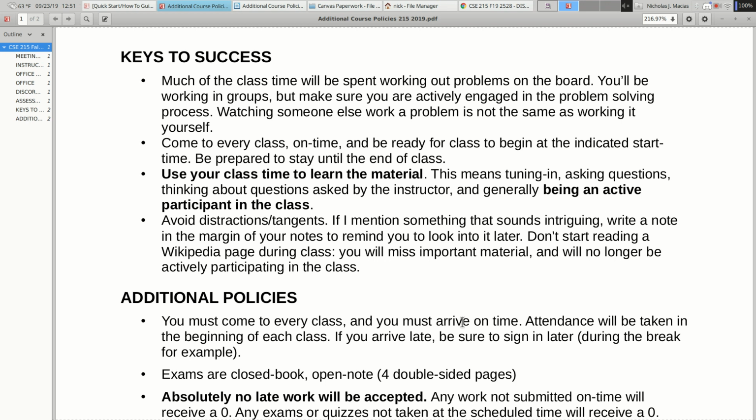Try to come to every class, try to come on time. I know it's a big campus, sometimes you've got to come from Bauer Hall or something and it takes a long time to walk here, but try to come to every class as on time as possible and plan to stay for the entire class. And try to use the class time to learn the material, right? Don't just spend class time writing down everything that I say and then go home and read it and think about it. Try to think about it while we're in here working with it, okay?